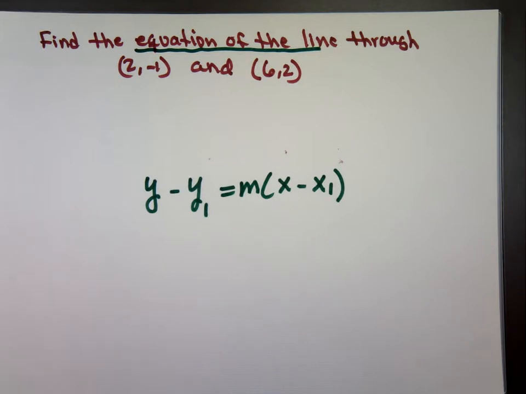Okay, 2 and minus 1 and 6 and 2. There's no slope. To use this, I need a slope. They didn't give me the slope. So it's fine.